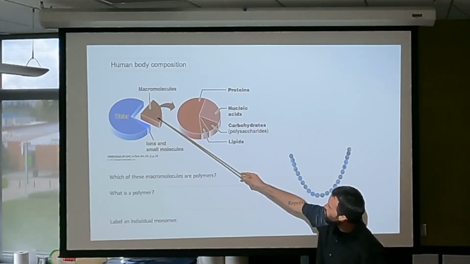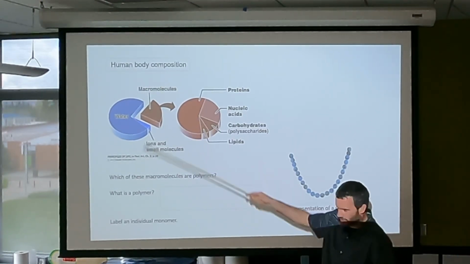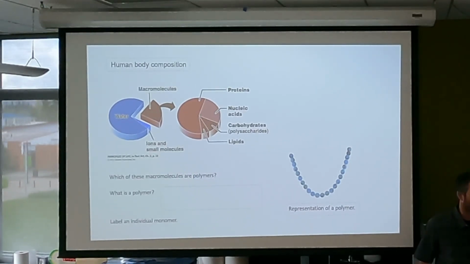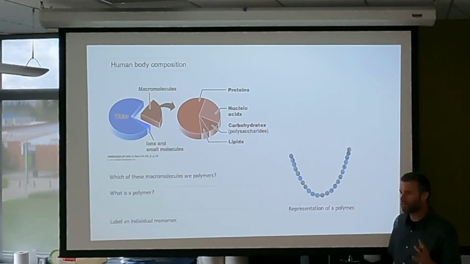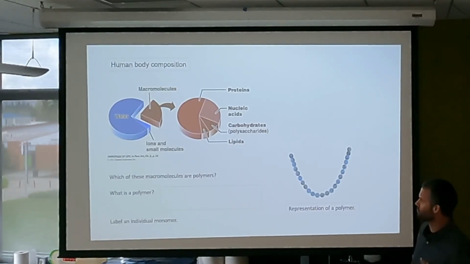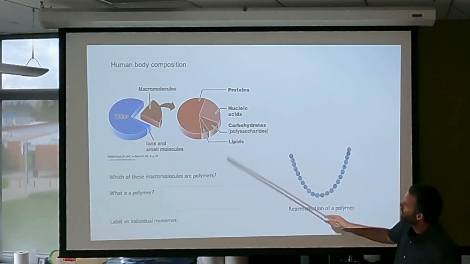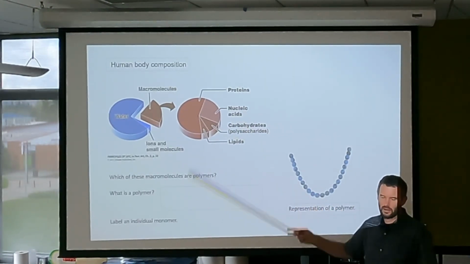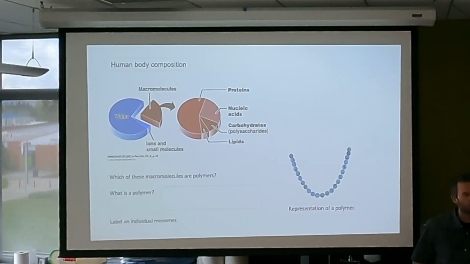And then about 20-25% of the human body by weight is made up of macromolecules. These are large molecules. And there's 4 different categories of macromolecules that we're going to talk about. What we're going to talk about today are nucleic acids. And nucleic acids, there's 2 types.